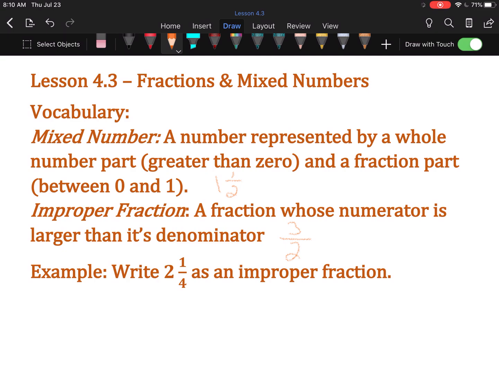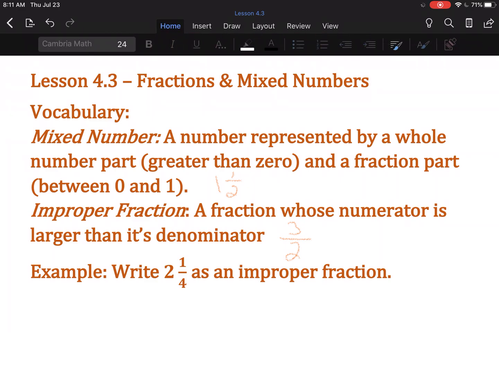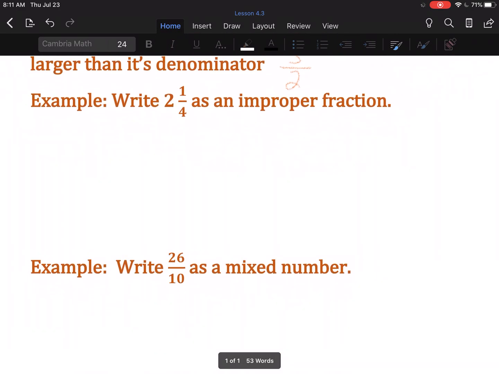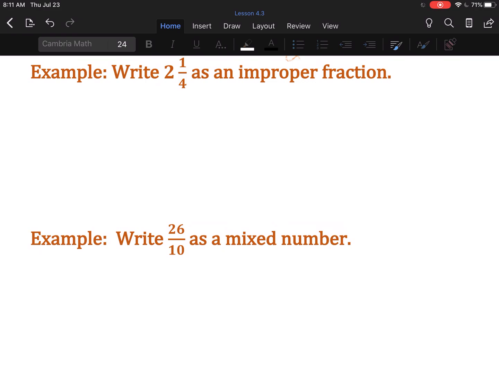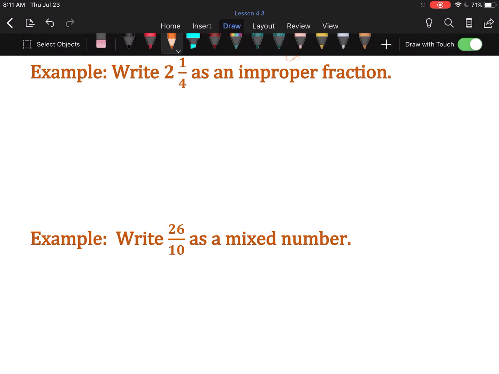However, we need to be able to use improper fractions when we are multiplying and dividing in Chapter 6. And we have to be able to change improper fractions into their mixed number equivalent. So I've got two examples in this lesson, and we're going to move back and forth between the two forms. So the first example is to write 2 1/4 as an improper fraction.